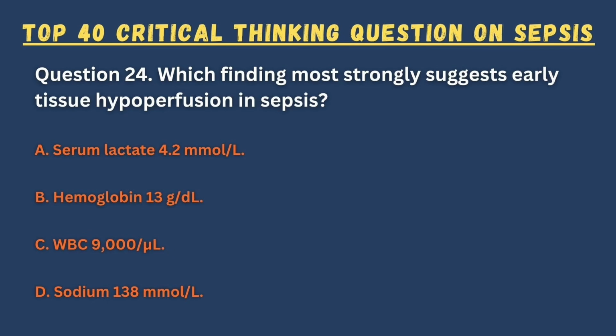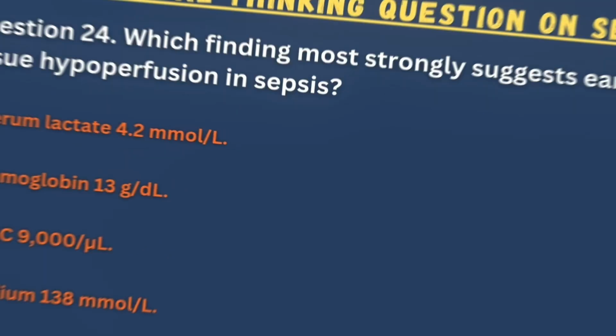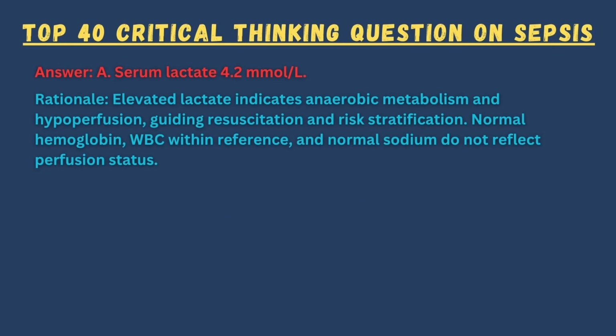Question 24. Which finding most strongly suggests early tissue hypoperfusion in sepsis? A. Serum lactate 4.2 mmol per liter. B. Hemoglobin 13 gram per deciliter. C. WBC 9000 per microliter. D. Sodium 138 mmol per liter. Answer. A. Serum lactate 4.2 mmol per liter.